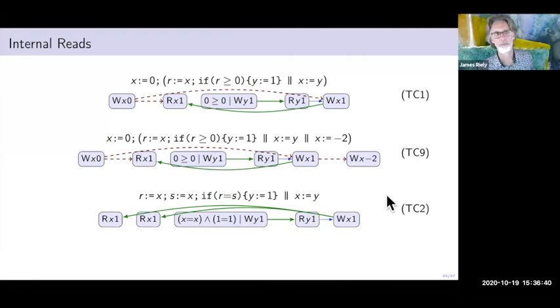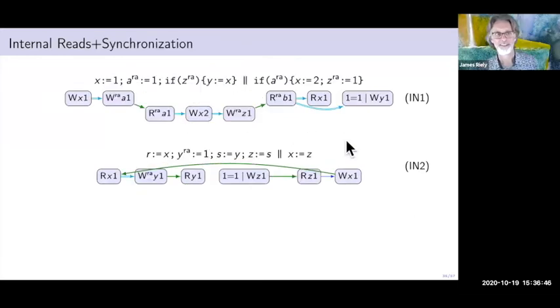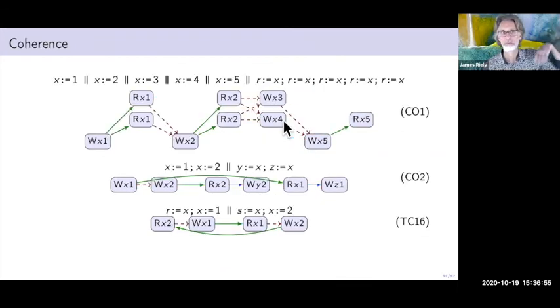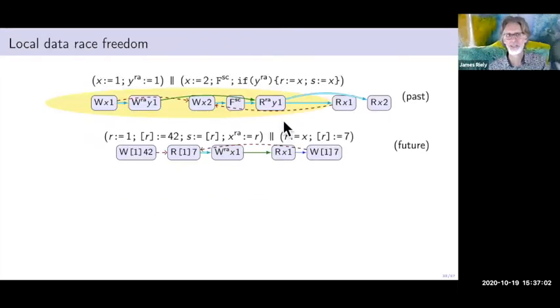There's more test cases like this. Internal reads play with synchronization. The SC fences behave just right. They do all the right things. Coherence works more or less the way you expect. And we end up with what's called local data race freedom here as well. So races from the past can't screw up the future.